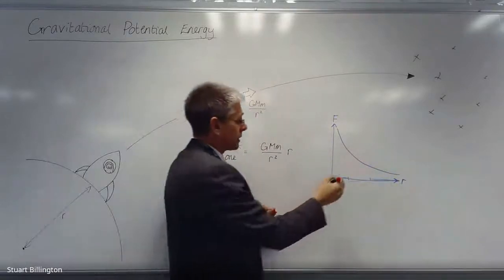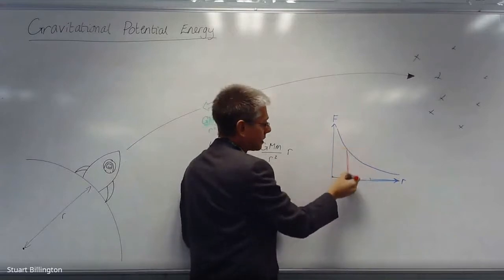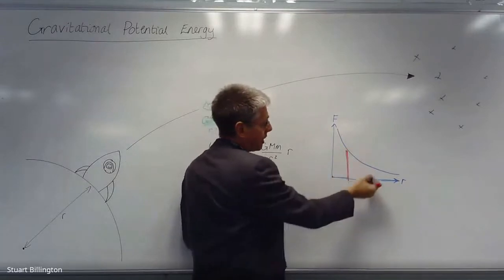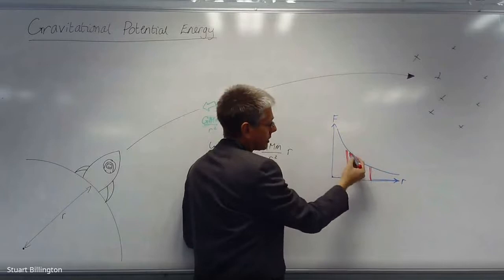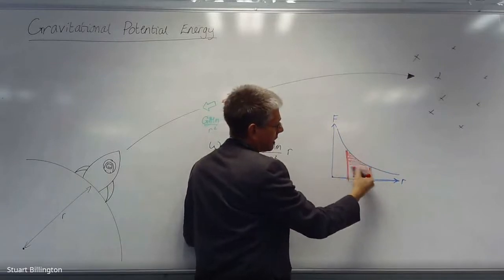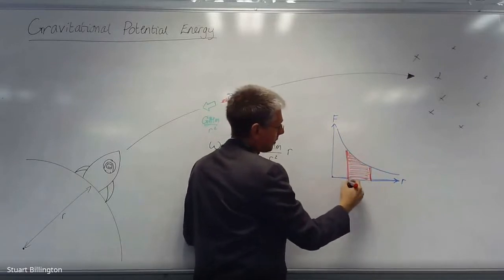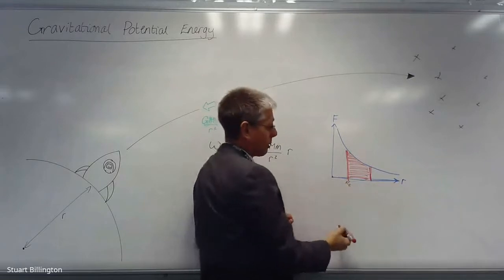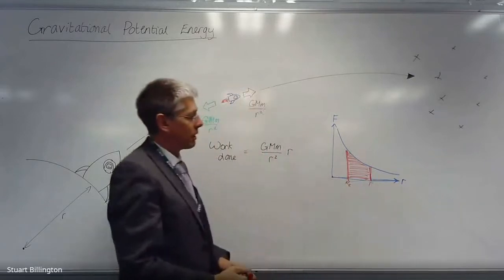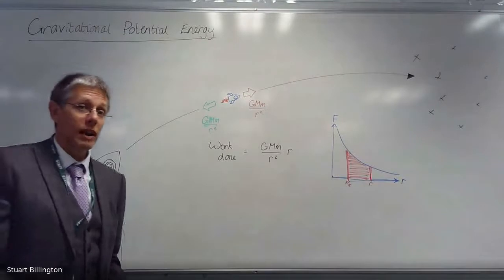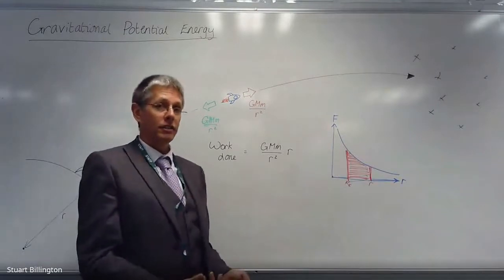But the problem is the same. We're moving a distance from, say, the surface of the Earth to a point in space, and it's this area under the graph from the surface of the Earth where we began to some point in space where we are now. We need to work out the area underneath that curve.